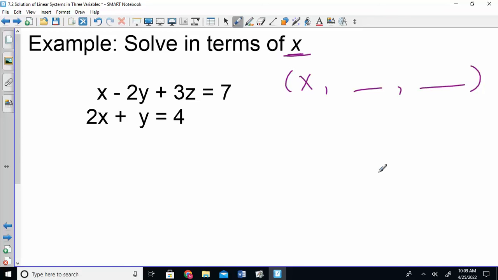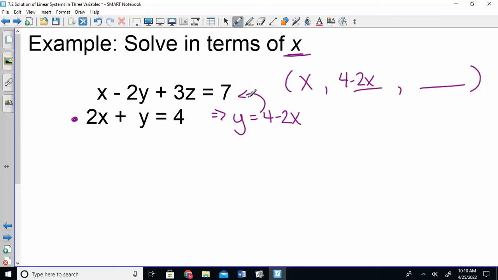How could I easily find my y? Get it by itself. Yeah, in that second equation, couldn't we just get y by itself? So y would be 4 minus 2x. So there's my y. All that's left is to get z.